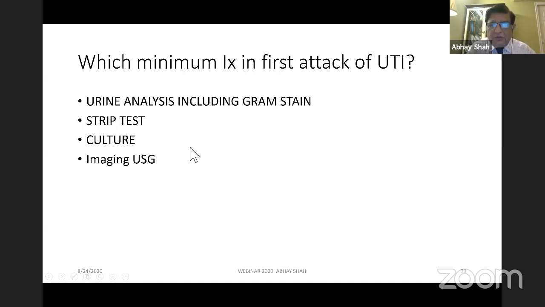We cannot diagnose UTI in the absence of culture, because simple pyuria only means the presence of WBC, and it does not indicate the child has a UTI. It can occur with a stone, in a case of Kawasaki disease, or in some other febrile illness. So culture is a must, and at least imaging is required, irrespective of the age of the child. These are four indications which are the baseline as far as the first attack of UTI is concerned.